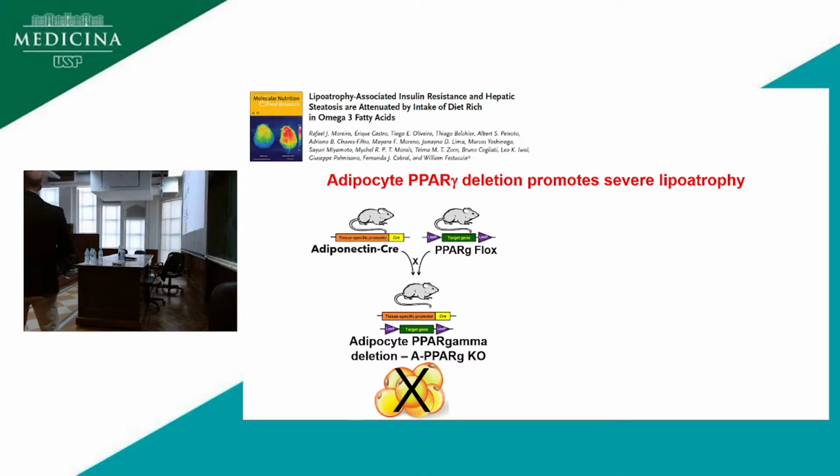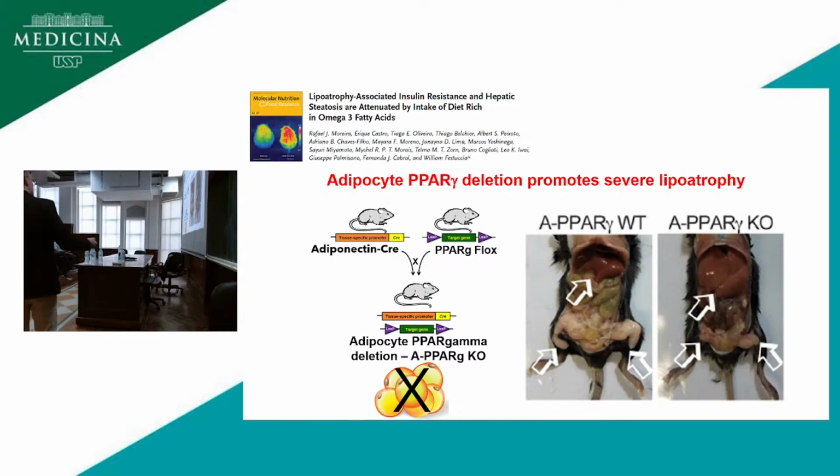So we produced a mouse model in which we deleted PPAR gamma specifically in adipocytes. PPAR gamma is a nuclear receptor that regulates adipocyte differentiation and adipocyte survival. So when we delete PPAR gamma in adipocytes, this leads to a marked reduction in white adipose tissue mass. The adipocytes just die. So this leads to a severe lipodystrophy. As you can see here, this is a control mouse. They show a normal amount of white adipose tissue. And you see here the lipodystrophic mouse, you don't see any fat at all.